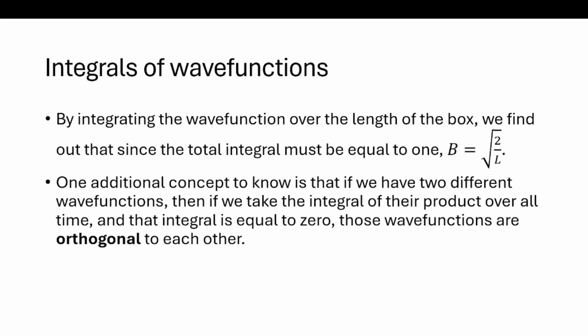Now, on a side note about wave functions, when we're talking about the integrals of wave functions, imagine that I have 2 wave functions, wave function A and wave function B. If I take the product of that and take the integral of that product over all of space, it accidentally said over all time, but all space. If that integral is going to be equal to 0, then those wave functions are orthogonal to each other.